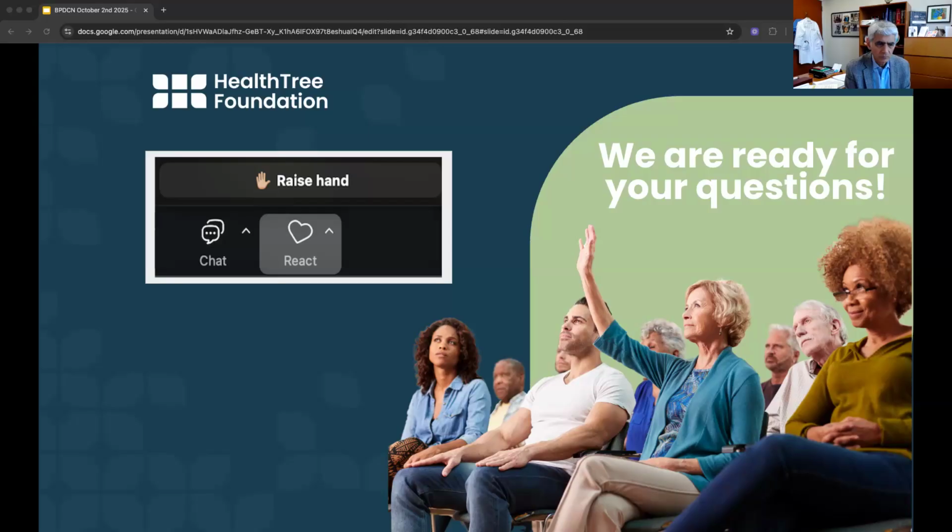Is there any sort of familial component for BPDCN? Any sort of genetic predisposition? I think it is the same question we just got.